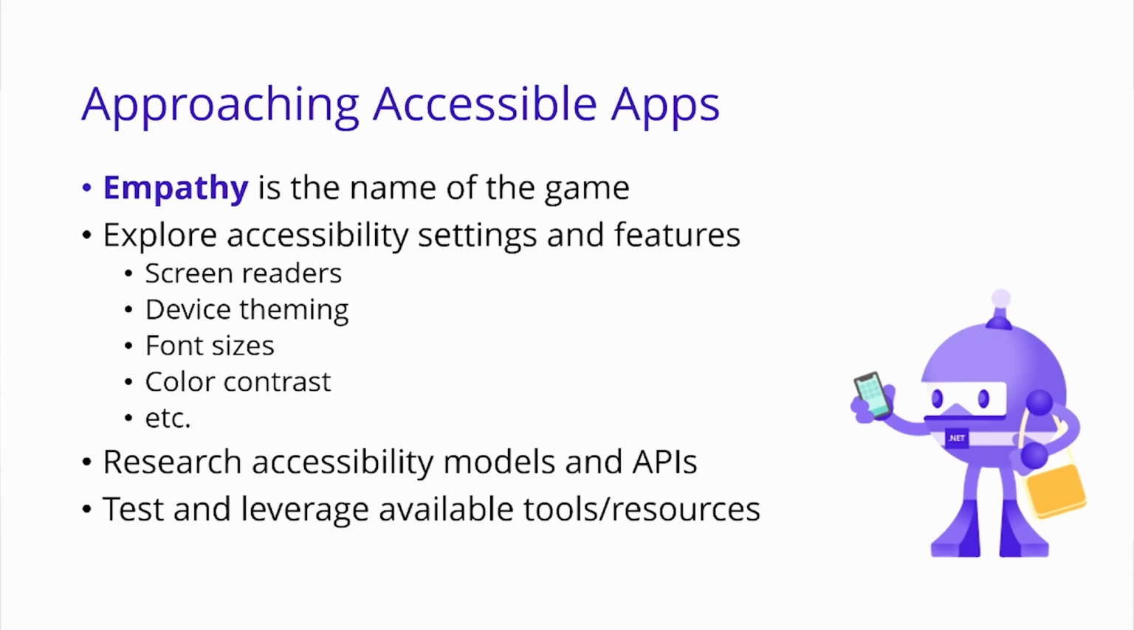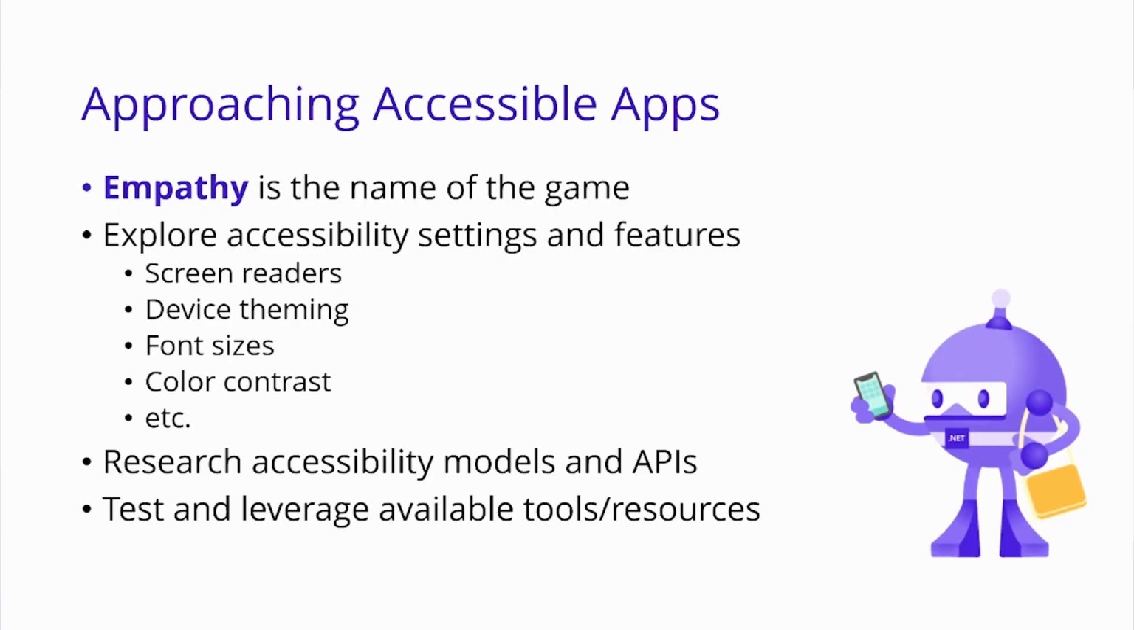So what can we do about all of this? I'm hoping you all are here to approach our apps with accessibility in mind. When it comes to approaching accessible apps, empathy is truly the name of the game. I'm going to be talking a lot about different APIs, tools, and resources we have to help us approach accessibility better. But at the end of the day, it's all about empathy, putting ourselves in the shoes of our various users and their different scenarios. We can help build our empathy by exploring different accessibility settings and features, researching various models and APIs, testing our apps, and leveraging our available tools and resources.